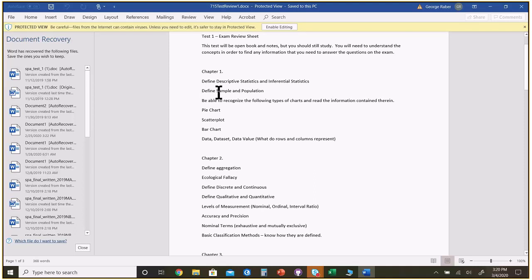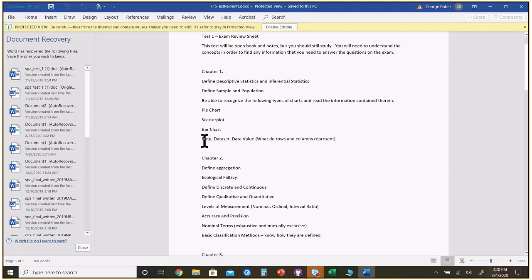Okay, so you do have to understand this concept of a population and sample, and these build off of each other. This is just where we introduce these concepts. So sample and a population. Be able to recognize the following types of charts. In other words, if I show you a pie chart, a scatter plot, or a bar chart, you should be able to read the information off of any of these three charts. I know we didn't hit that very hard. I did assume that a scatter plot was a new thing, so we did talk a lot about scatter plots, more than the other two. But you should be able to read any of them.